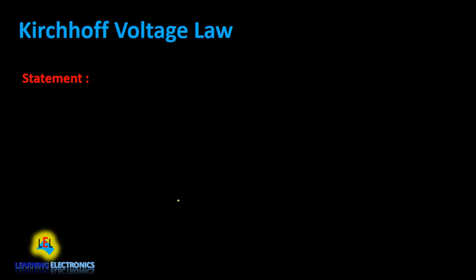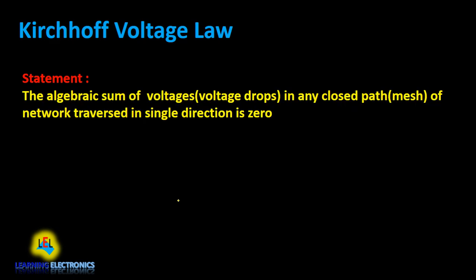Now let us see the statement of Kirchhoff's voltage law. The statement is the algebraic sum of voltages or voltage drops in any closed path or mesh of a network traversed in single direction is 0. So here the algebraic sum of voltages means when we consider the positive and negative signs of the voltages and voltage drops in the equation of the KVL, then it is called as algebraic sum of voltages or voltage drops. When taken in the closed path or mesh traversed in single direction is 0.